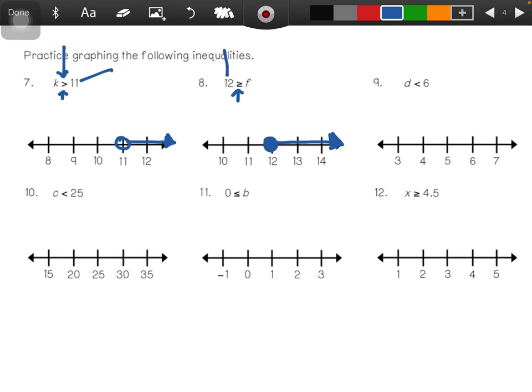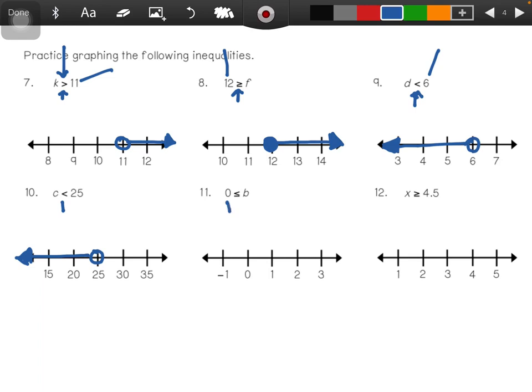All right, D, same thing, starting at 6, so I start off at 6. This time I have a less than sign, so I'm going the opposite direction. And I do not have the line, so my hole stays open. Okay, C, starting at 25. I'm going less than, so my arrow goes to the left. I do not have a line, so it is open.